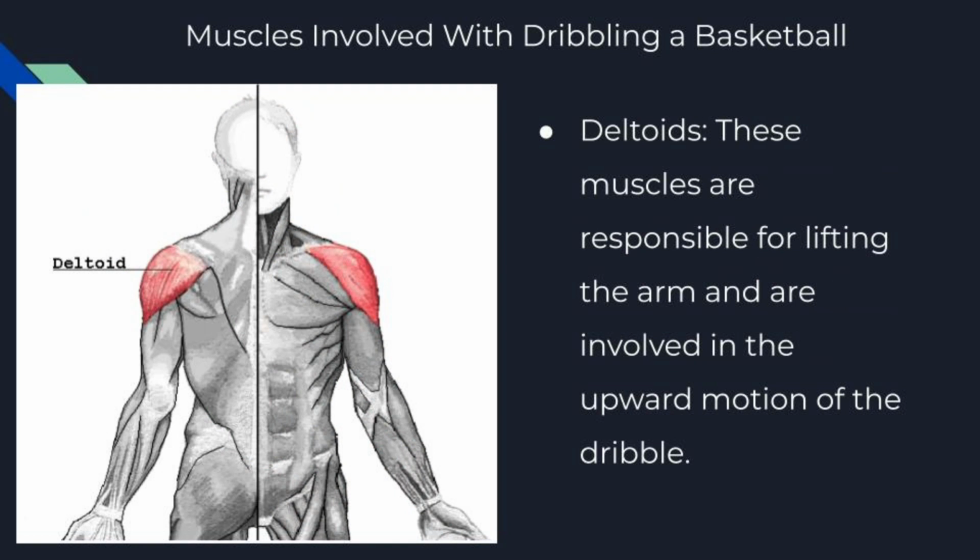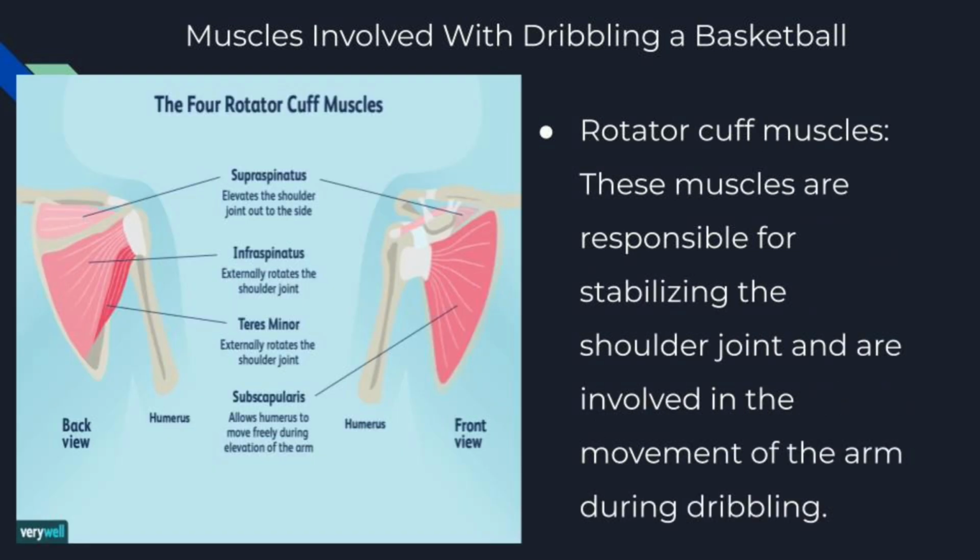The deltoids are also used when dribbling a basketball. So these are the muscles that are responsible for lifting the arm, and they're involved again in the upward motion of the dribble. So if you think about it, when you bring the ball up, you're going to activate those deltoids. So that's another muscle that's involved with the upward motion. So it's not just the biceps brachii.